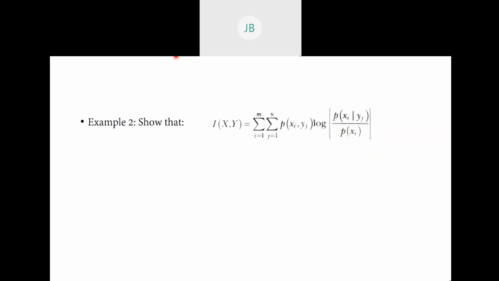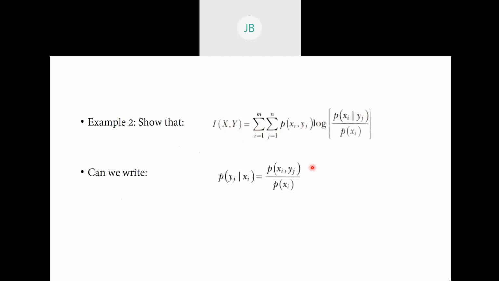Okay, let us move on to the next example here. In the next example, it's given that mutual information between x and y is equal to the joint probability times log of the conditional probability of the input divided by the probability of input. So we need to establish this relation. This is also from a property of mutual information. So we need to prove this. How can we prove this? We need to simplify some of the terms here.